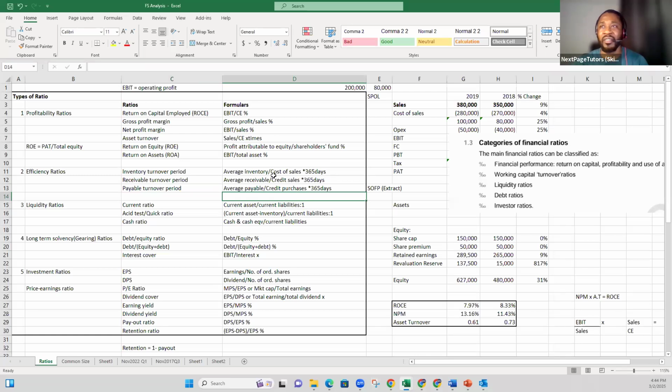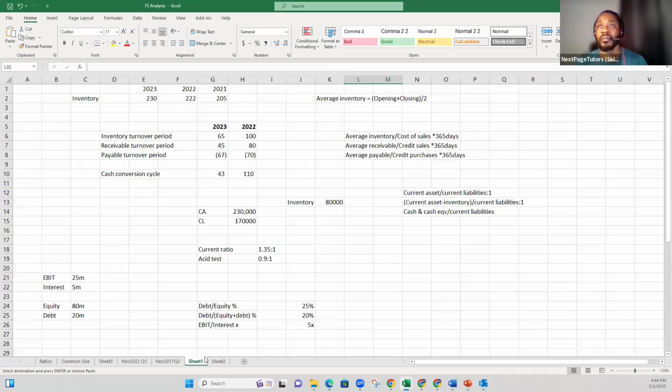Now, I'm going to dive further on some of these things. And let me just copy them somewhere. Okay, I think I have it here. Now, take a look at this. I'll start with this. The word average, whether it's applicable to inventory, receivable or payable, average has to be opening plus closing divided by 2, only when you can get opening and closing.